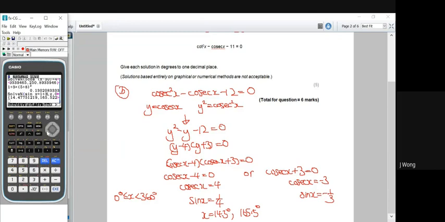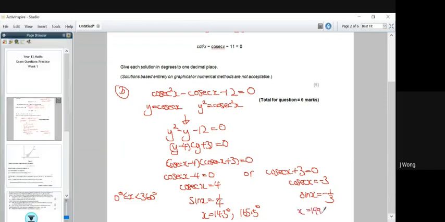Now for the other one, we're just going to use that equation and change it to minus a third. So 3, and then minus 1, so minus a third. Let's see what we have here. This time we have 199.5 and 340.5.